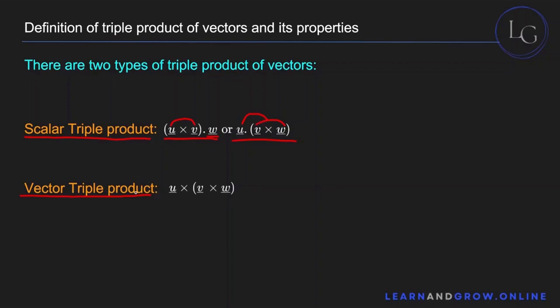And for the vector triple product, instead of the dot product, it's all cross product. So you take the cross product of v and w, and then you take the cross product of the resultant with u. But let's just focus on the scalar triple product for now.